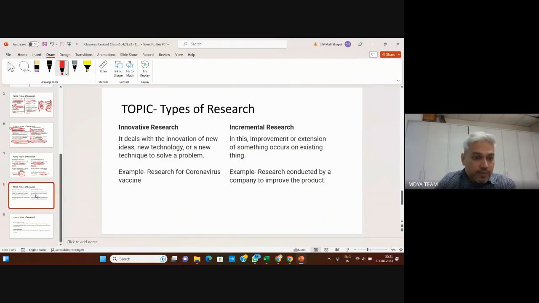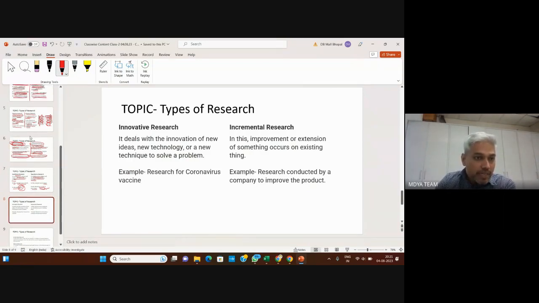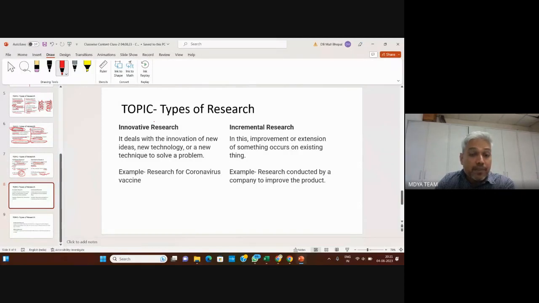The fourth slide, sorry, we have completed the fourth slide. This is the fifth slide. So another type of research is innovative and incremental. Innovative research deals with the innovation of new ideas, right? A new technology or a new technique to solve a problem. An example of this innovative research is research for the coronavirus vaccine. So innovative research, by its name itself, represents that it is an innovation.